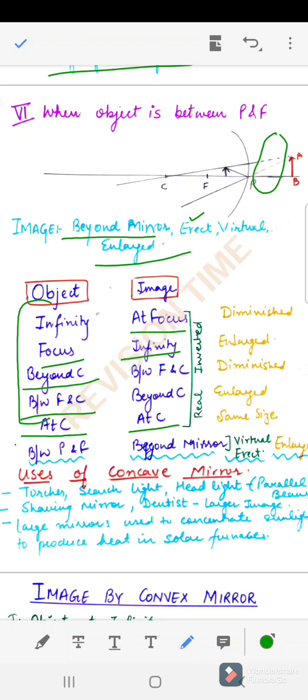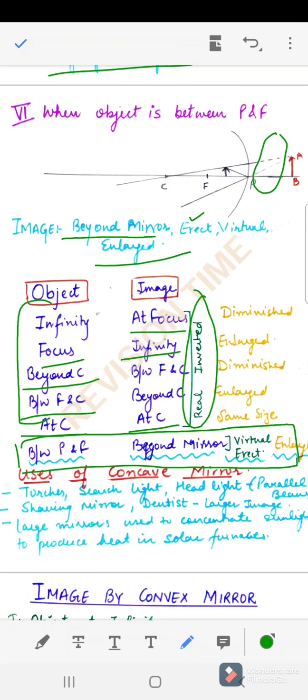Easier to learn. And the sixth is the exception of this. When the object is between pole and focus, the image will be beyond the mirror, virtual, erect and enlarged. So in all the five above cases, the image formed is real and inverted only. Only in the last case, it is virtual and erect. So this is the exception of concave mirrors, right?